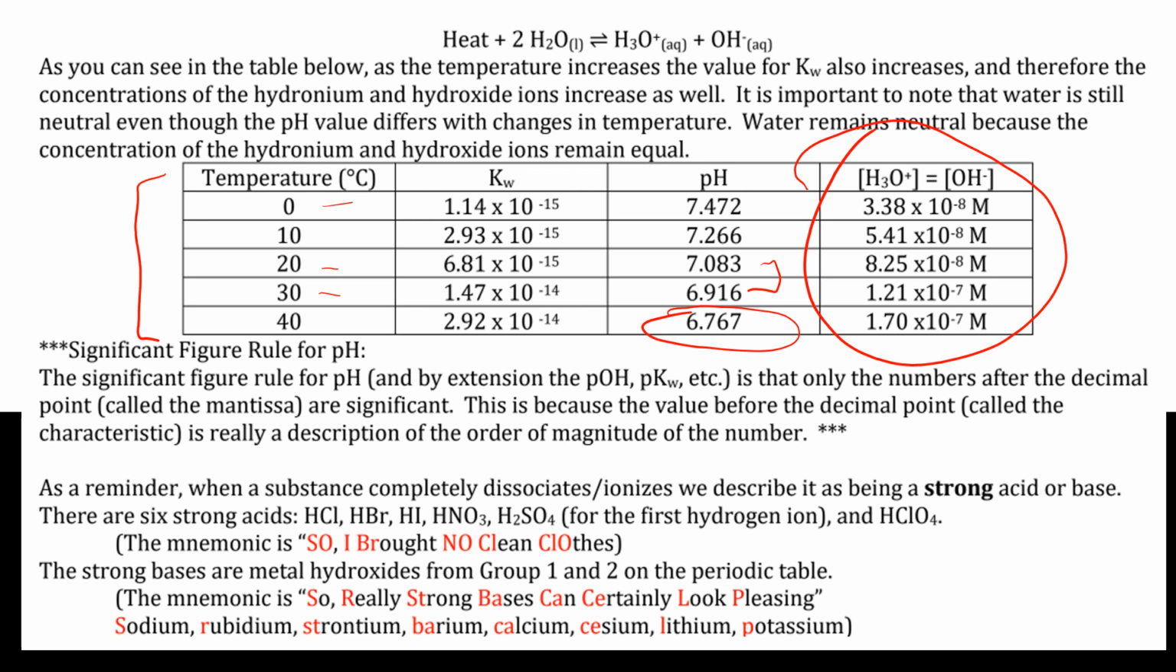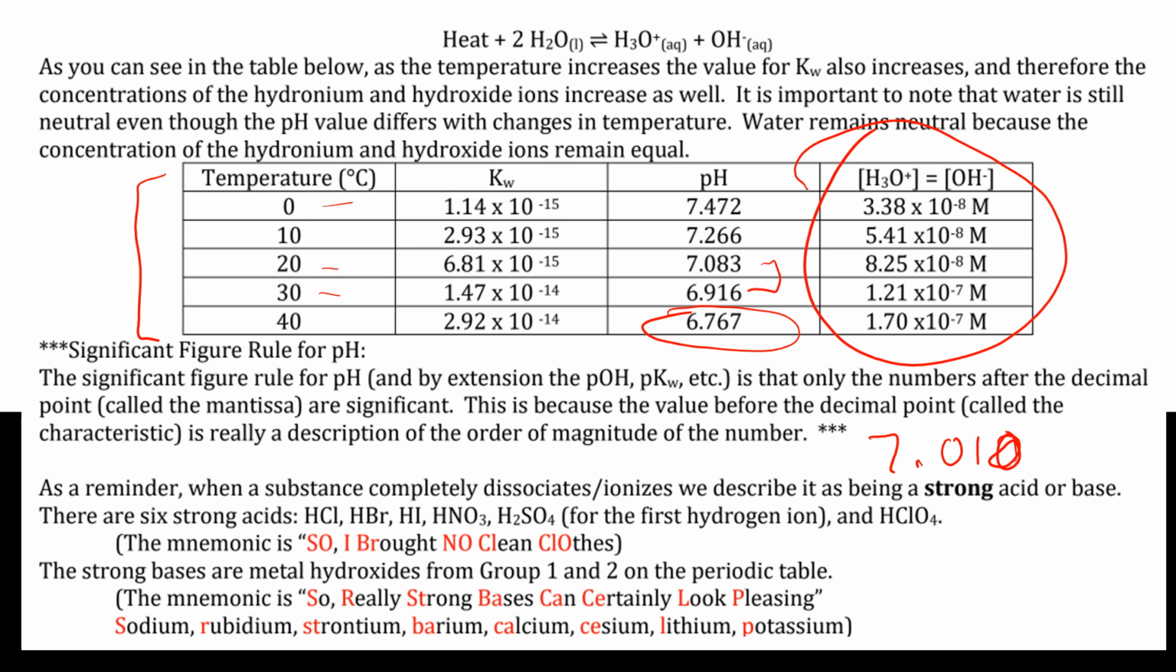So looking for significant figures for pH, something to be mindful of. You are focusing on the numbers after the decimal point, and those are considered the significant ones. This is because the value before the decimal point, called the characteristic, is really a description of the order of magnitude of the number. So if you have 7.010, that's 3 sig figs in terms of the pH.